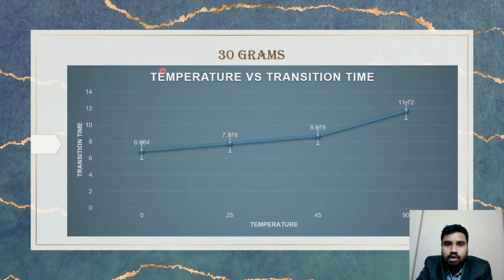We have also plotted a graph between temperature and transition time for 30 grams of naphthalene from 0 to 90 degrees centigrade. We can see as we increase the temperature from 0 to 90 degrees centigrade, there is an increase in transition time. We have also pointed out the error using these white lines. Let us plot a graph for 50 grams of naphthalene.